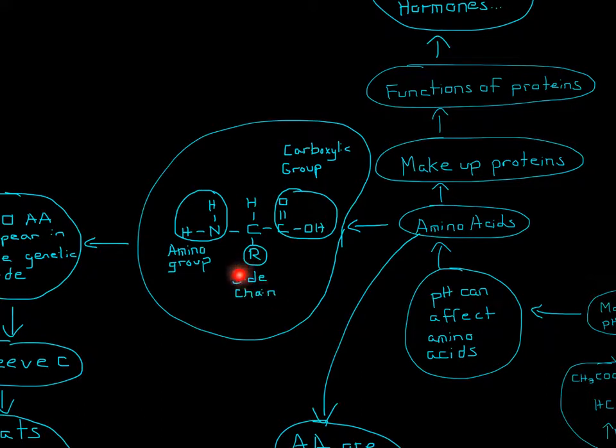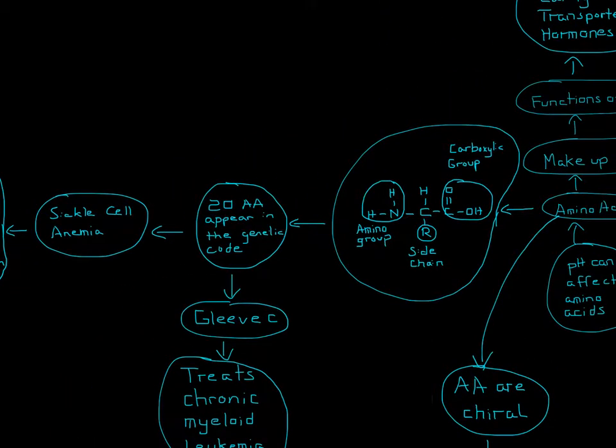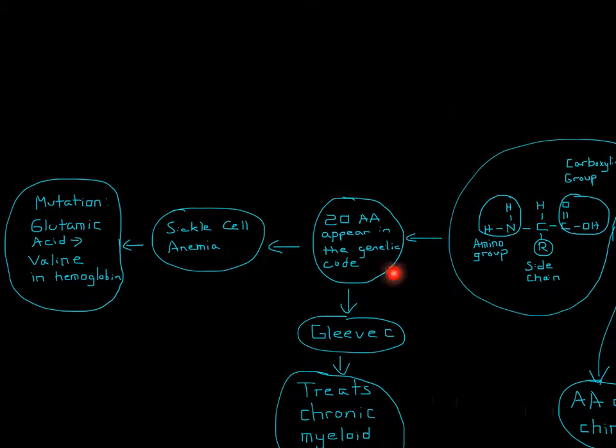You have the side chain, which differs among the 20 amino acids. You have the amino group, and you also have the carboxylic group. So this is all very important, and next we will go into the 20 amino acids that appear in the genetic code.